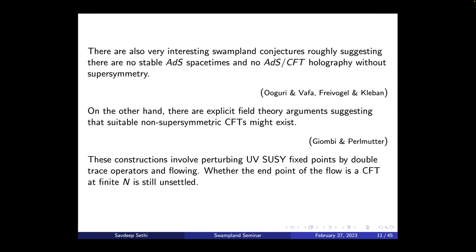So the main part of today's talk intersects some very interesting swampland conjectures by Ooguri and Vafa and from Freivogel and Kleban about whether or not you have stable AdS spacetimes. And forgive me if I'm mangling to some extent the conjectures, but the conjectures roughly suggest that there's no stable AdS spacetime and no AdS/CFT holography without supersymmetry. And here I'm going to tell you how to build a non-supersymmetric AdS that will not have supersymmetry at any scale, not at the string scale, presumably not even at the Planck scale, though that's much harder to talk about.